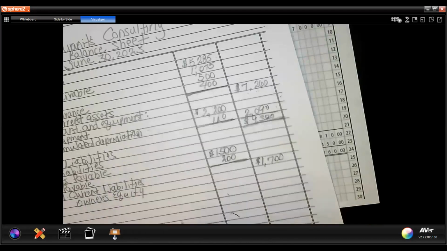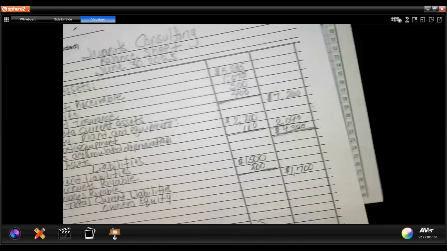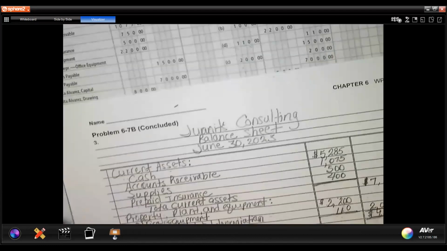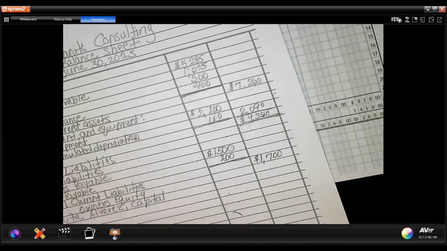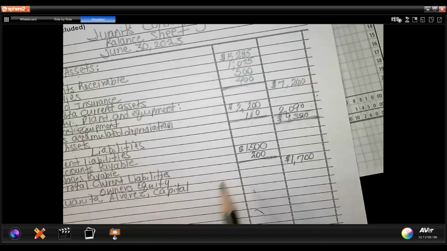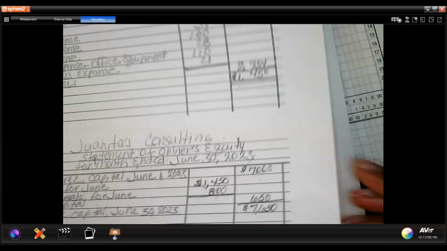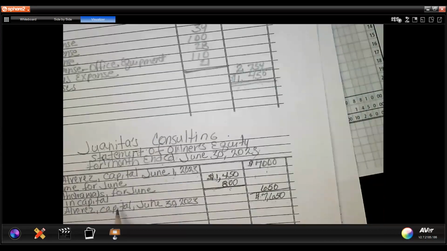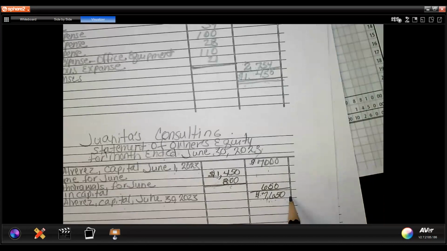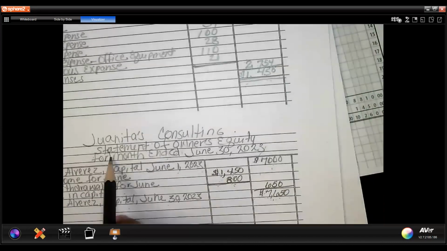So under owner's equity, the name that we're using is Juanita Alvarez, Capital. Again, we're going to pull some information in order to get her new capital balance. We need to refer back to her owner's equity statement. As we can see here, at the end of June 30th, her capital account was $7,650. So that's the amount we're going to pull in order to complete our balance sheet.